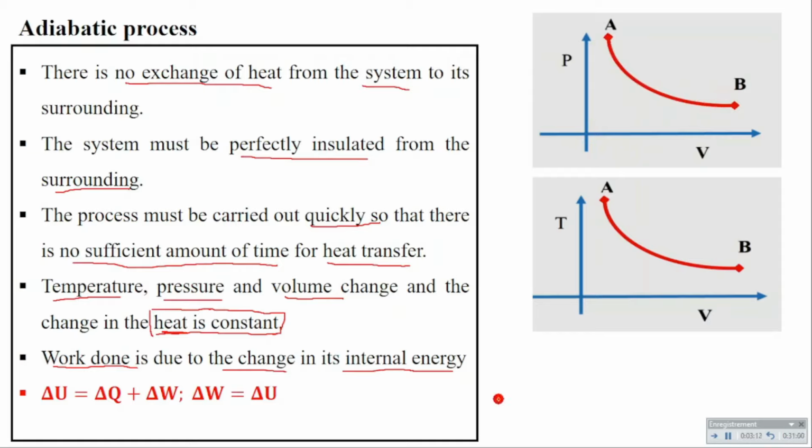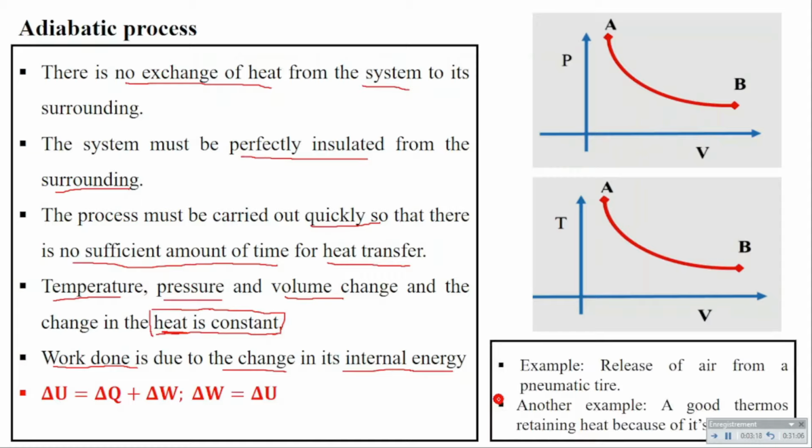But here we have to make sure that the heat is constant. An example of this adiabatic process is the release of air from a pneumatic tire. If you are releasing the air from a pneumatic tire, we have an adiabatic process because there is no exchange of heat with the surroundings.